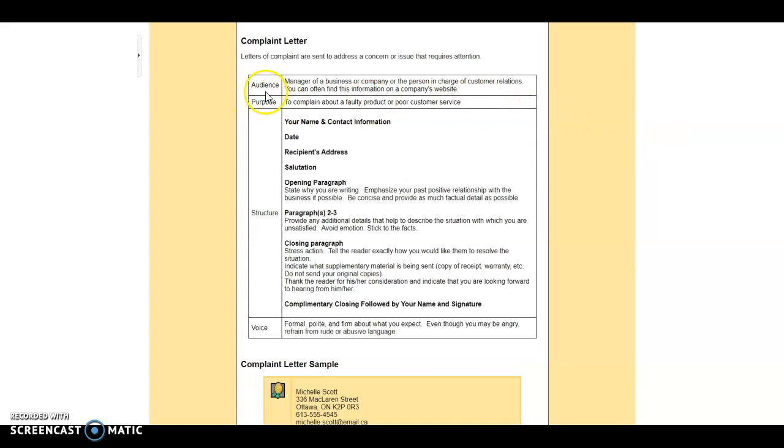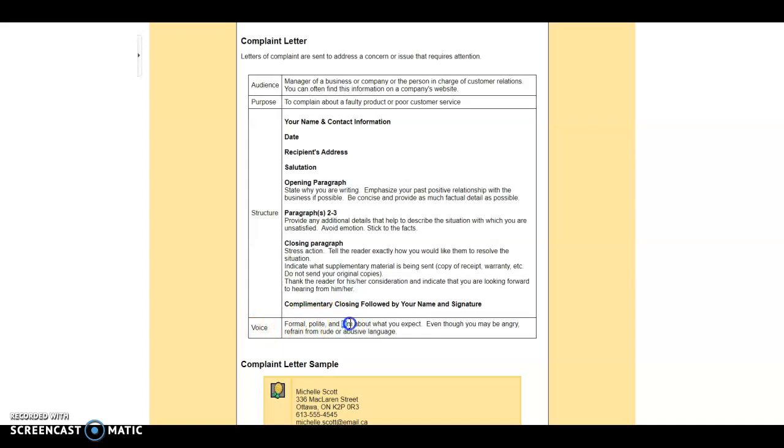So as we've talked about, you need to know the audience that you're writing to. You need to know the purpose. So what exactly are you complaining about and what exactly was the problem? And then you have to follow a particular structure. And of course, you're going to use a proper voice, again, formal, polite.